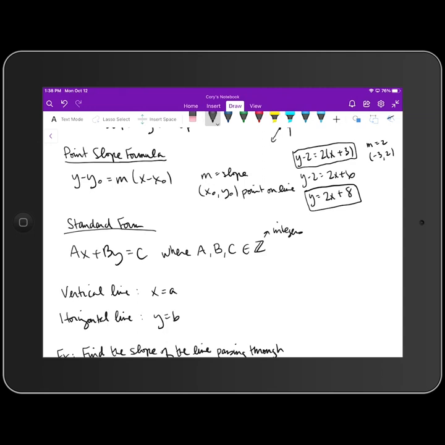So you can do that one of two ways. If we take the equation that we have up above here and I want to write that in standard form, I can do that one of two ways. I just want to move the x and y terms to one side. So if I subtract 2x on both sides, negative 2x plus y is equal to 8.